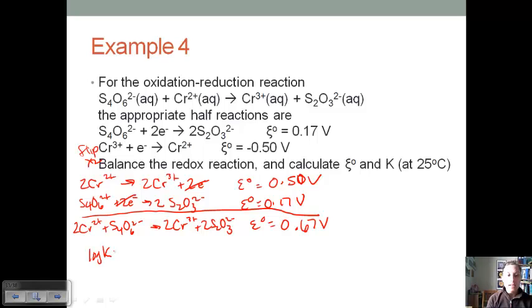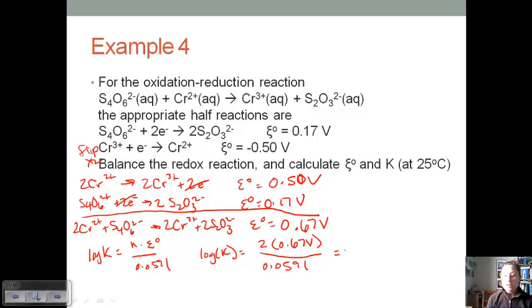We know that the log of K is equal to n times our cell potential over 0.0591. So log of K will equal, we had 2 electrons, our potential was 0.67 volts over 0.0591, and so log of K is equal to 22.6, and so then that means that 10 to the 22.6 is equal to K, which is 4 times 10 to the 22nd. This is a very large K value, but this is pretty normal for galvanic cells.